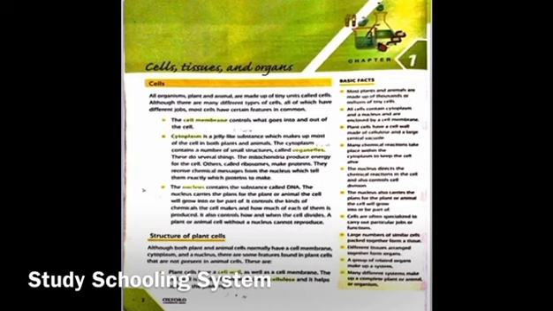So, cells. All organisms, plant and animals, are made up of tiny units called cells. Although there are many different types of cells, all of which have different jobs, most cells have certain features in common. The cell membrane controls what goes into and out of the cell. Cytoplasm is a jelly-like substance which makes up most of the cell in both plant and animals. The cytoplasm contains a number of small structures called organelles.